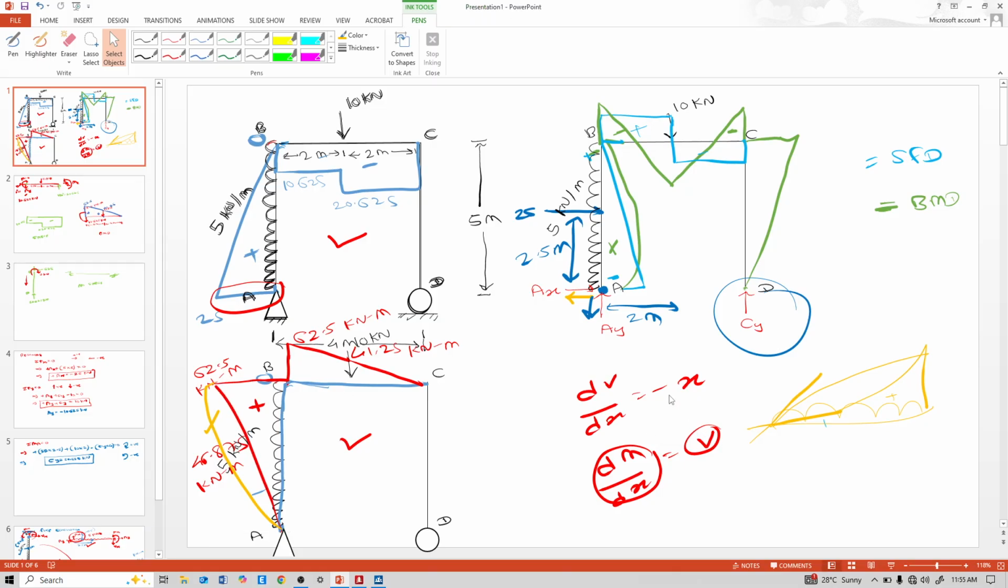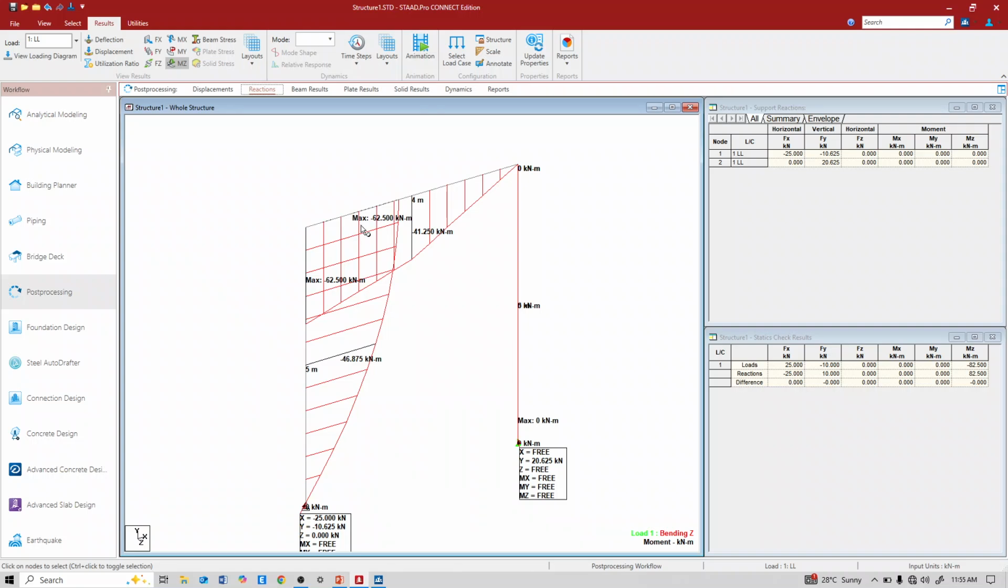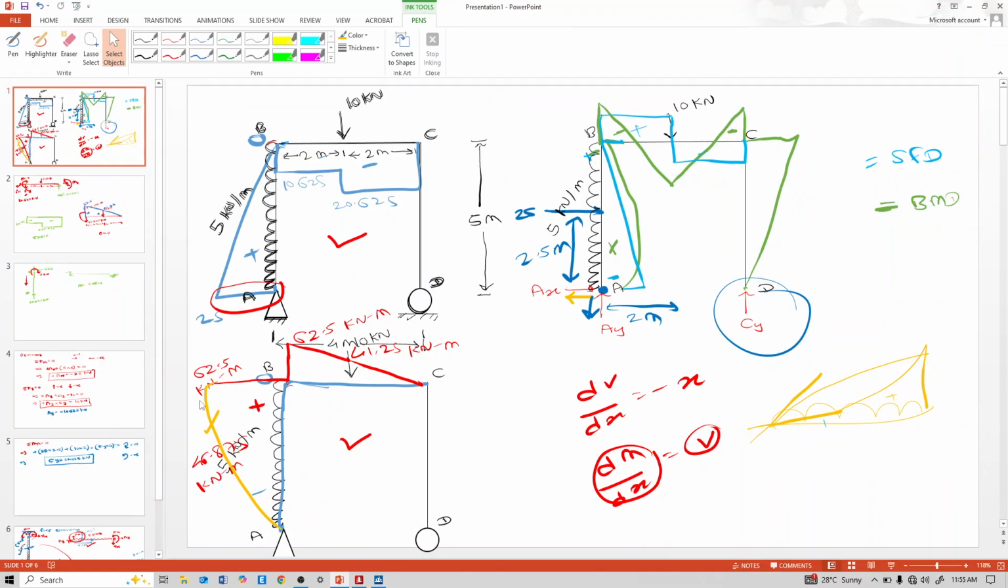See this. Like this. So remember this: when V is maximum, then BMD slope is maximum. So see here, V is 0, shear 0, see slope. Slope is also 0 there. So that is how frame structure SFD and BMD are calculated. Thank you very much.